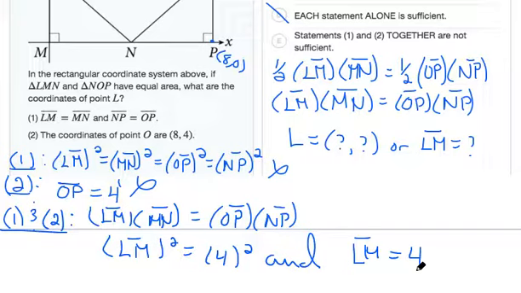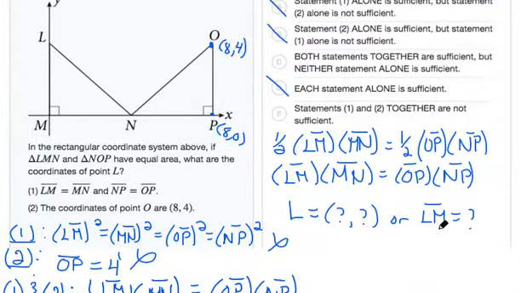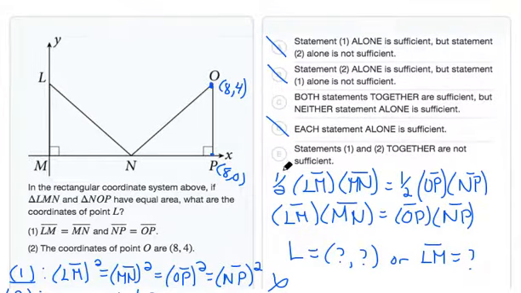Therefore, the coordinates of point L can be determined since we know the length. These two statements together are sufficient. We can find the coordinate points of L. So if we slide back up, we can eliminate answer choice E, and the correct answer would be answer choice C. Both statements together are sufficient, but neither statement alone is sufficient.